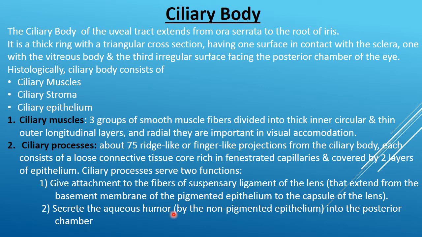Number two, they secrete the aqueous humor, which is secreted by the non-pigmented epithelium. So they secrete the aqueous humor into the posterior chamber of the eyeball. So these are the two important functions. Number one, it is giving attachment. Not only is it giving attachment, they are also secreting the fibrillin protein, which is the main component of these zonular fibers or suspensory ligament. And number two, it is secreting the aqueous humor into the posterior chamber.